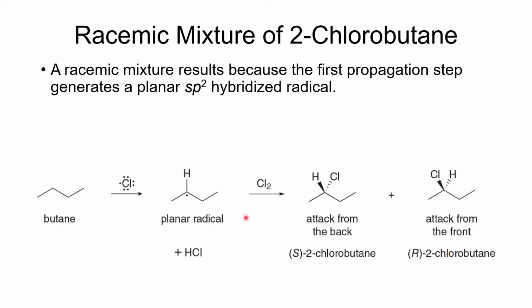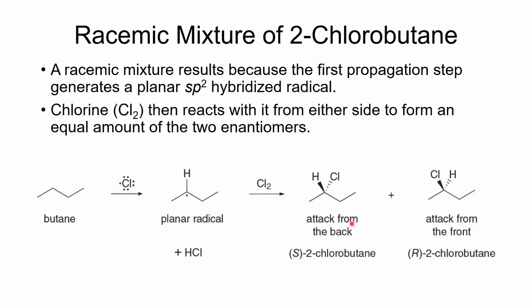Well, it turns out the approach from either side is equal in energy, and so these are equally likely, and that's why we get a racemic mixture of these two enantiomers. So we will definitely get a 50-50 mixture. We have to.